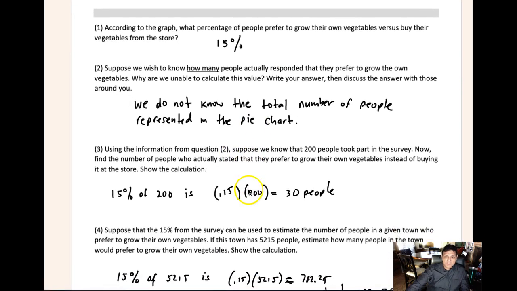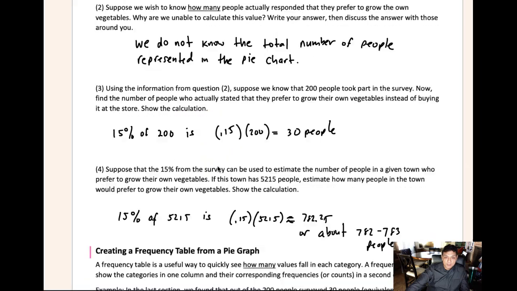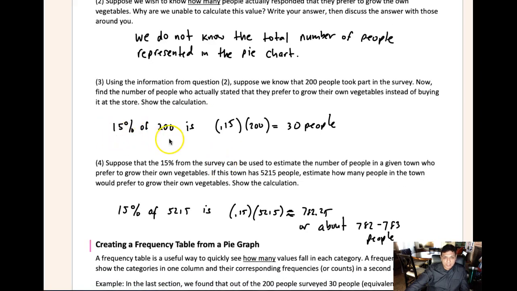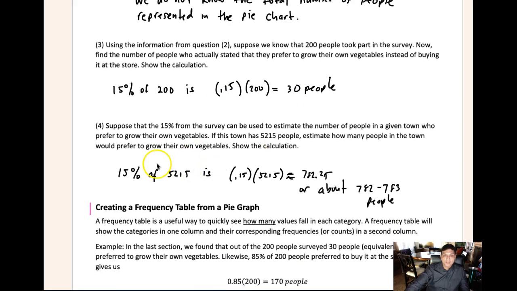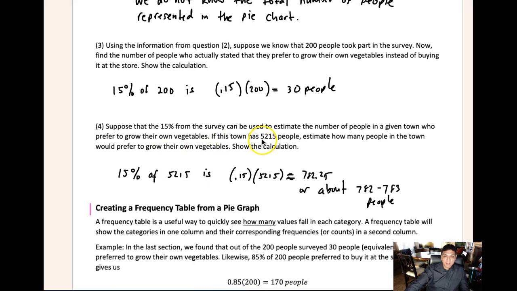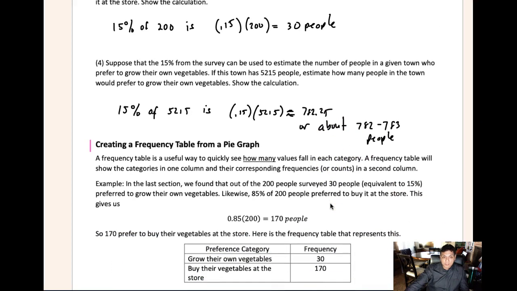And then using this information, if there were 200 people, how many prefer to grow their own vegetables? You can see what we're going to do is 15% of 200, a percent of the whole. You multiply that. Make sure you do that accurately on your calculator. You get 30 people. This other situation here, if the town had 5,215, that would give me 782.25, or about 783 people. So that's what we're looking at here.